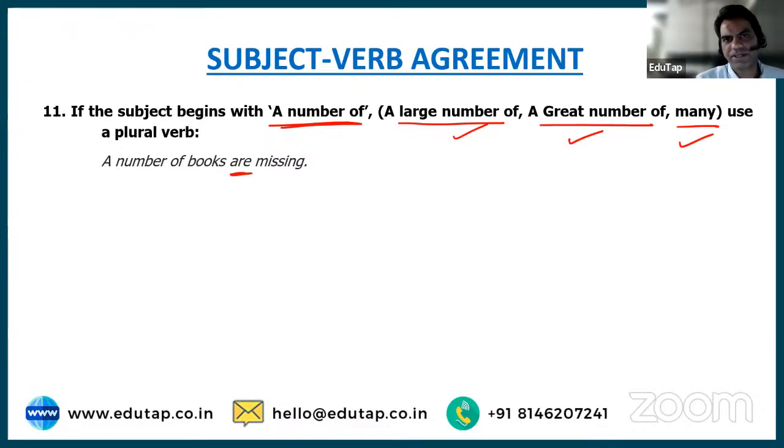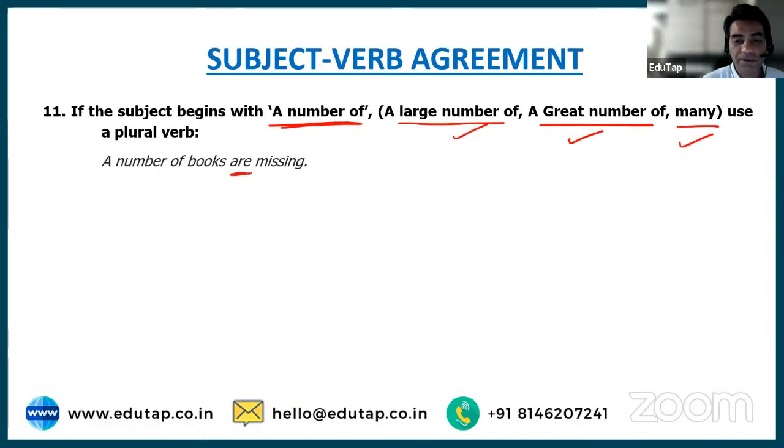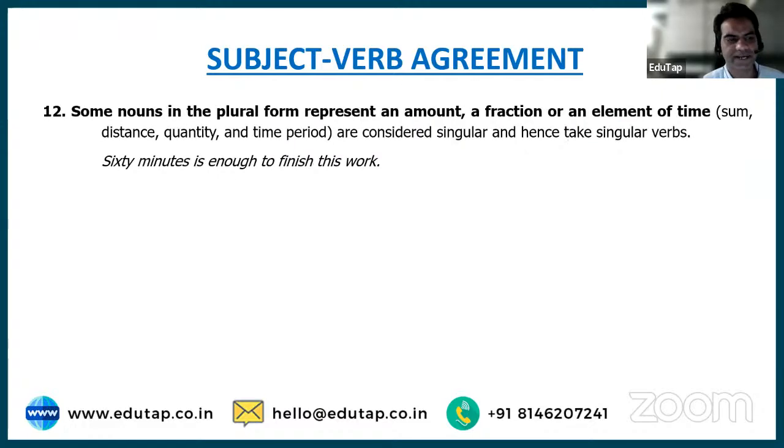Many, we all already know that it is considered plural, right? So a number of will always take a plural verb. A large number of, a small number of, a great number of, a huge number of, or many, this will always take a plural verb. Whereas the number of will always take a singular verb, right?